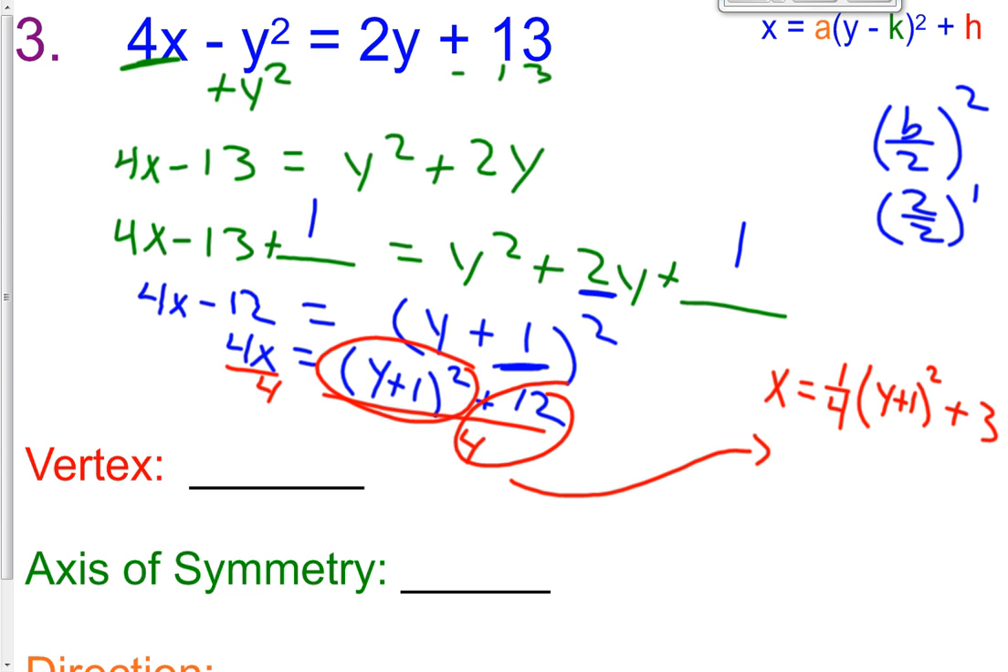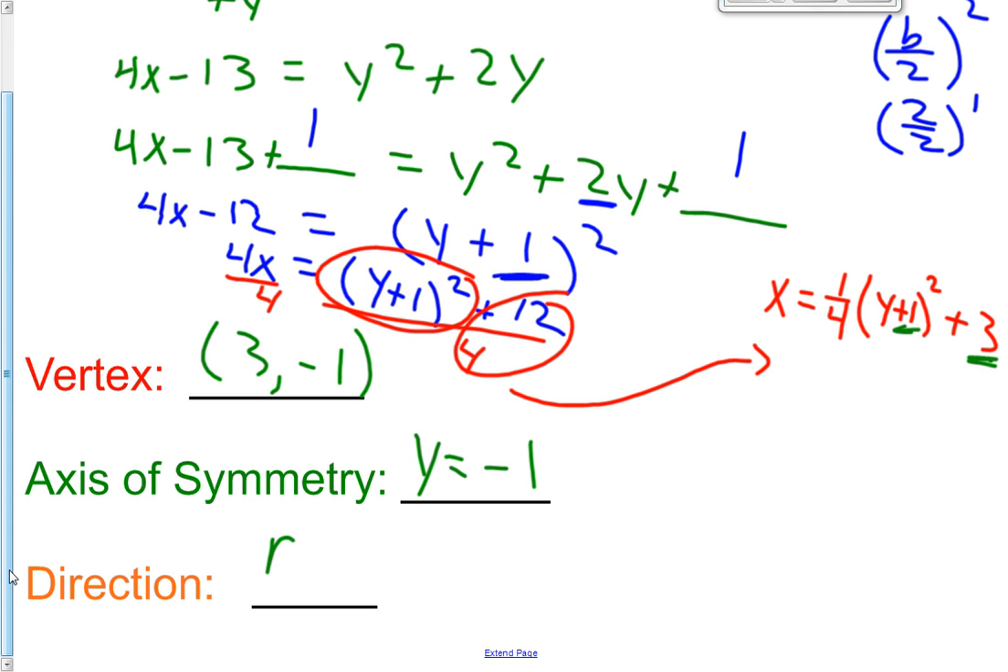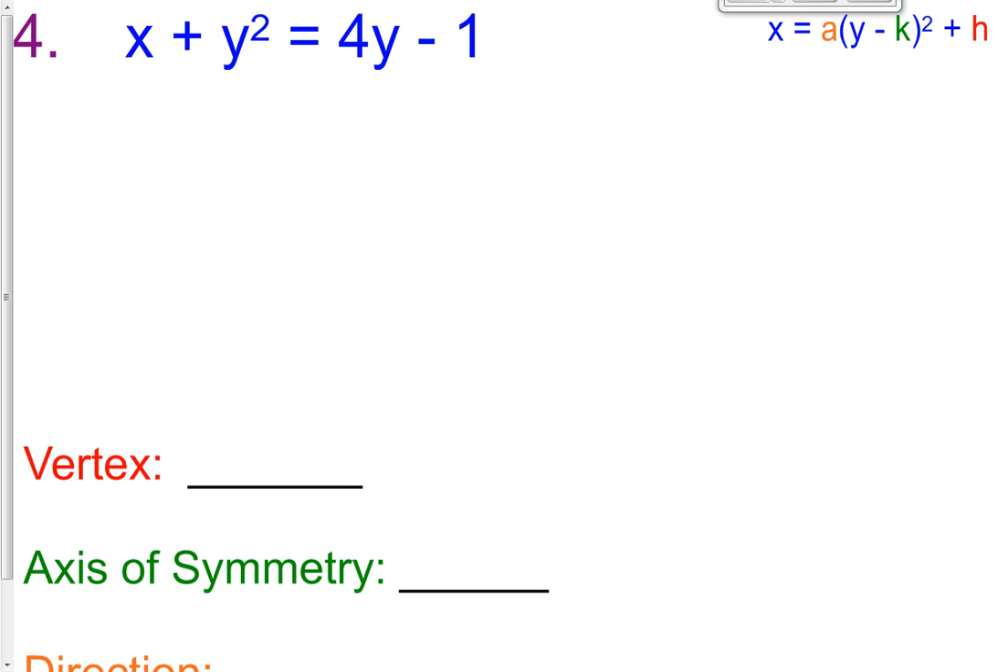Now we can easily pick out the vertex. The vertex is at h, which is 3, and k, which is at a negative 1. 3, negative 1 is your vertex for this one. So that means your axis of symmetry, it opens up to the right, so it's going to be a y equals, and that's y equals the y coordinate, which is y equals negative 1. What is the direction of opening? It's going to open up to the right. Why? Because your a value is positive. It's a positive 1/4. Okay, why don't you guys pause the video and try number 4 on your own.